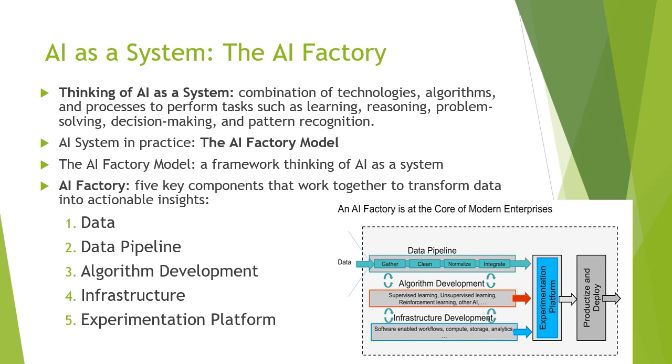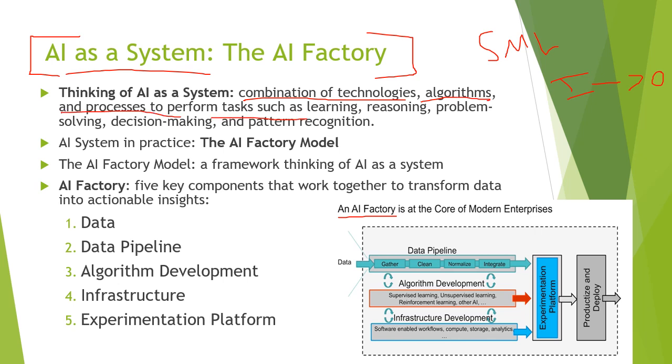So next, I want you all to think of AI. We've been talking a lot about AI. So think of AI as a system. There's this newish model called an AI factory that really treats AI as a system involving multiple components. So instead of just thinking about supervised machine learning or input-output, think of AI as an actual system. Think of it as a combination of technologies, algorithms, and processes to perform tasks such as learning, reasoning, problem solving, decision making, and pattern recognition. So all of these things can go into AI as a system.